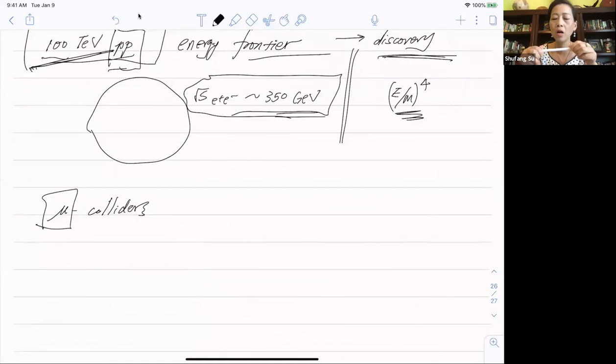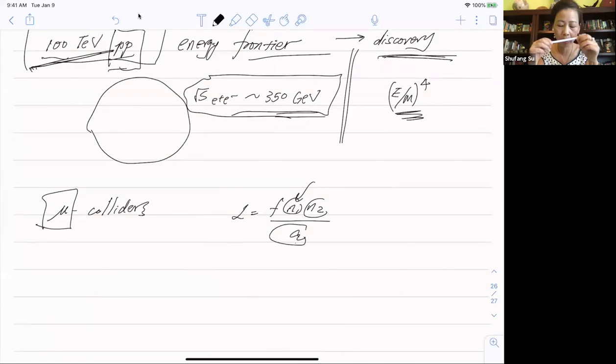So I think it's more the luminosity issues. The luminosity goes like f N1 N2 over A, so you need to get enough particles in the bunch, and you need to reduce the beam size to be highly focused. It's more technology-wise, but not in terms of the energy reach. It's in terms of the other aspects.